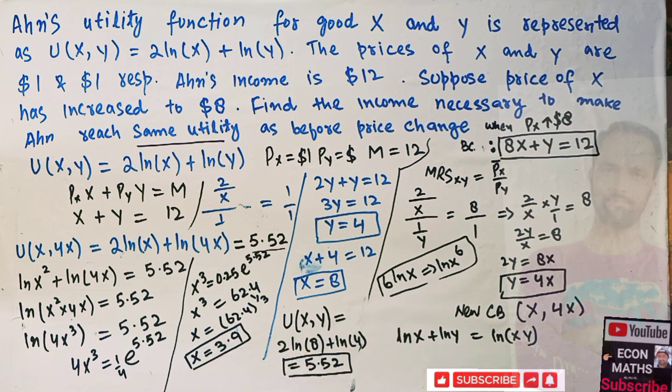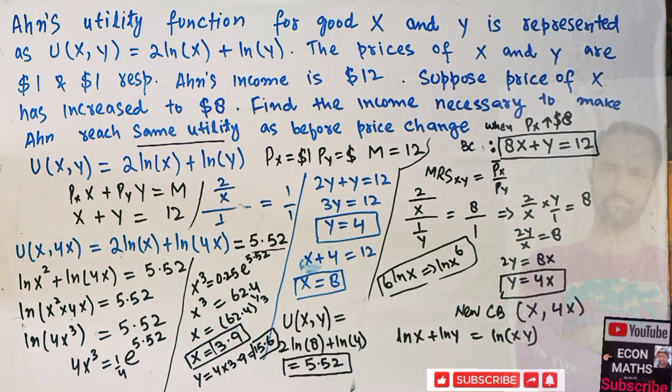So he should consume 3.9 units of x, and the units of y he will consume will be equal to, y was equal to 4x, that means 4 into 3.9, which comes out to be 15.6. So this is our new consumption bundle in numericals, in absolute values. So he will consume 3.9 units of x and 15.6 units of y after the price change.